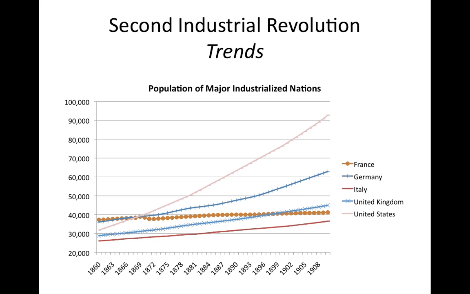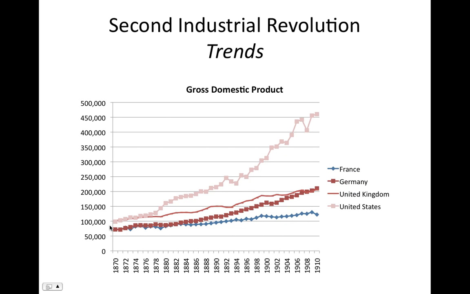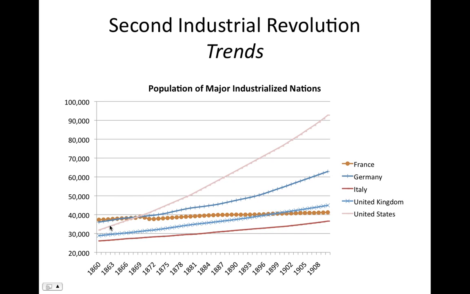This is the population of these industrialized countries. We're adding Italy here to the mix. Most of them are European countries, and then the U.S. And you'll notice that along with the gross domestic product, the population of the United States also takes off compared to these other countries. And by 1908, or even before that, by the end of the 19th century, the United States has become the most populous of the major industrialized nations in the Western world.